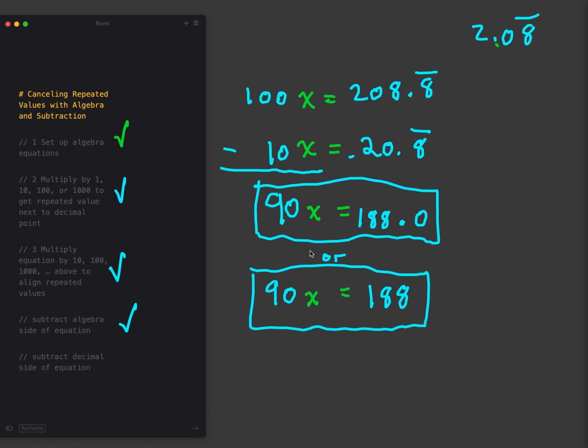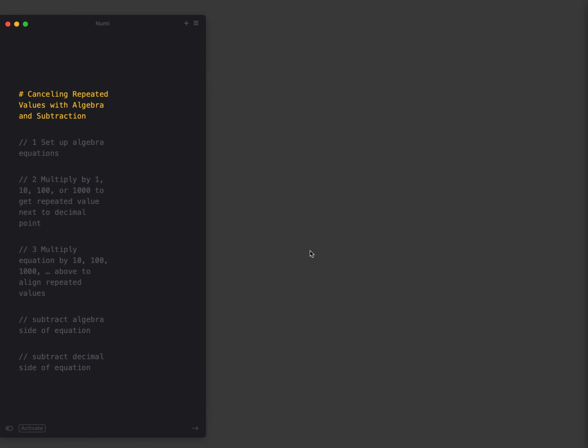All right, now let's look at one more example. So I'm going to get rid of this example. I'm going to delete this. And our final example is going to be 9.63 with both the 6 and the 3 repeating. So let's look at how we solve this problem.